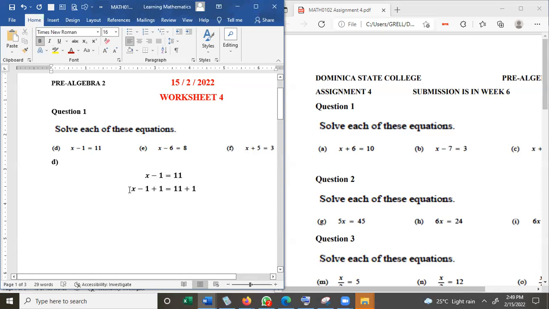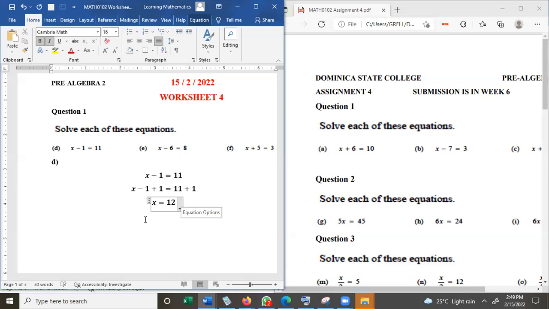So therefore now we're going to have x by itself, because minus 1 plus 1 is 0. And then on the right side, we're going to have 12. 11 plus 1 is 12. So x is equal to 12. There is a number which is 12. There is one number that's 12, and 12 minus 1 is 11. So that means x must have been 12.